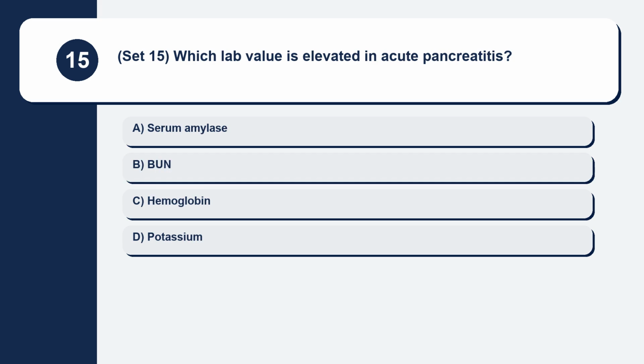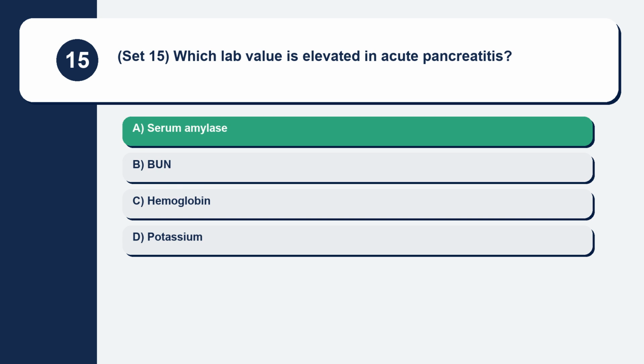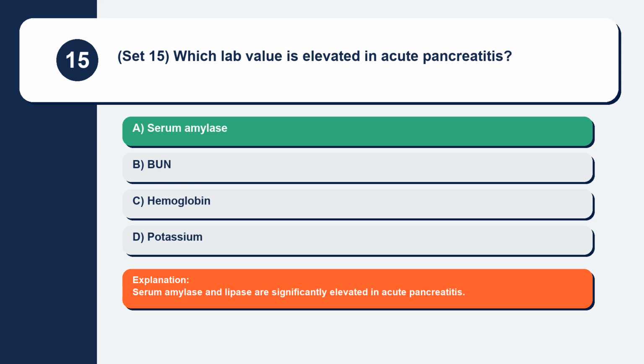Question 15. Set 15. Which lab value is elevated in acute pancreatitis? Serum amylase, BUN, hemoglobin, potassium. Serum amylase and lipase are significantly elevated in acute pancreatitis.